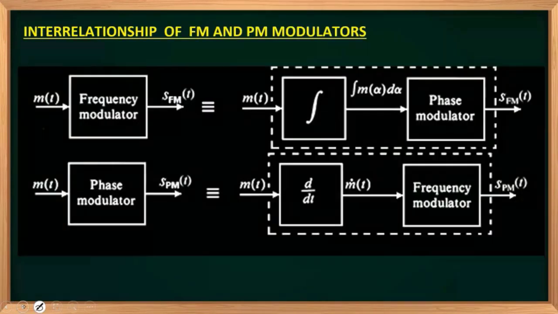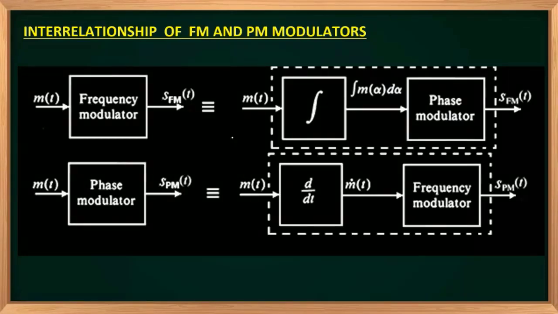Okay, now the interrelationship of FM and PM modulators. These two modulators can be used to generate the other waveform. We can use a PM modulator for obtaining an FM wave. Similarly, an FM modulator can be used for obtaining a PM wave.